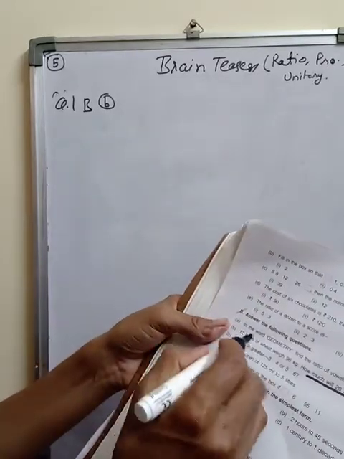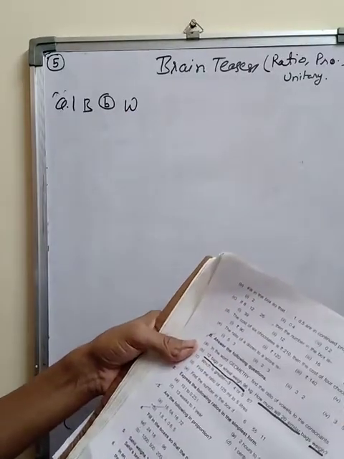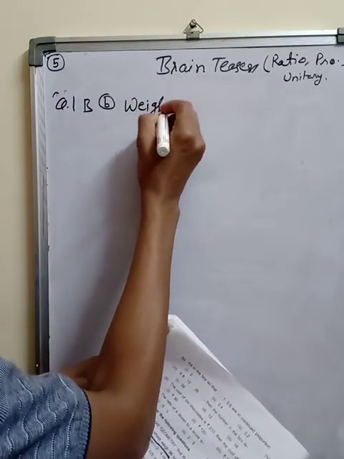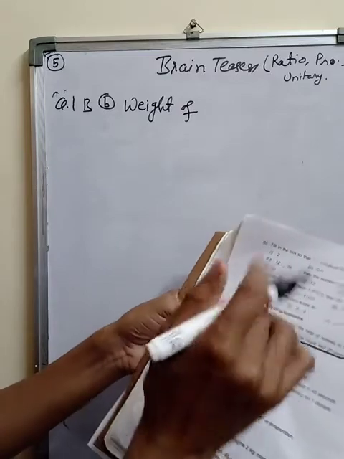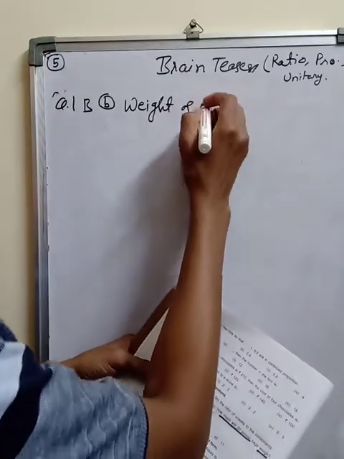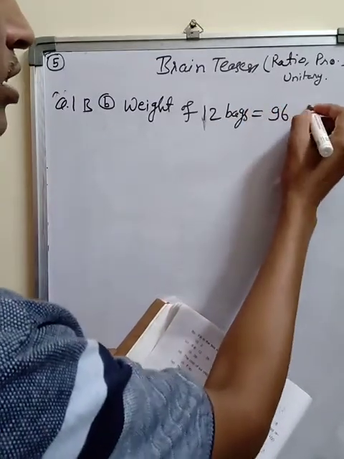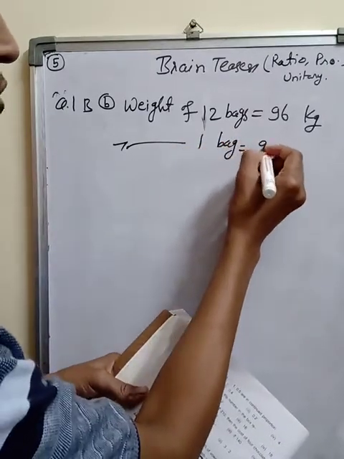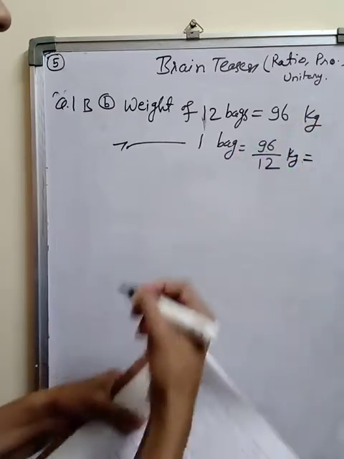So first of all, from the given information, we will write weight, because that is what we have to find. Whatever we have to find, that word we will put. So weight of 12 bags is equal to 96 kg. Then weight of one bag is equal to 96 upon 12 kg. If it is possible, we can cancel.